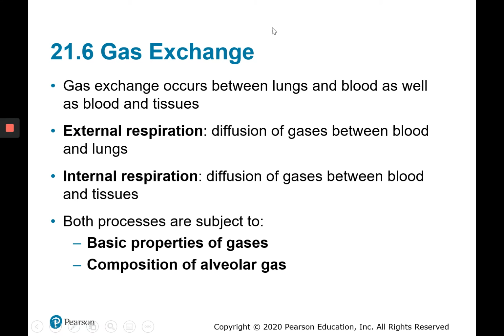Next, we want to look at gas exchange. We have two types of, or locations rather, for gas exchange. External respiration occurs between the blood and the lungs. Internal respiration occurs between the blood and the tissues. External respiration, therefore, is sometimes called pulmonary gas exchange, whereas internal respiration is sometimes called tissue gas exchange. Both processes are going to be subject to the basic properties of gases and the composition of alveolar gas. So we'll look at both of those.